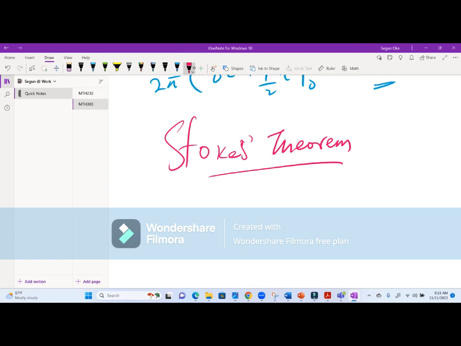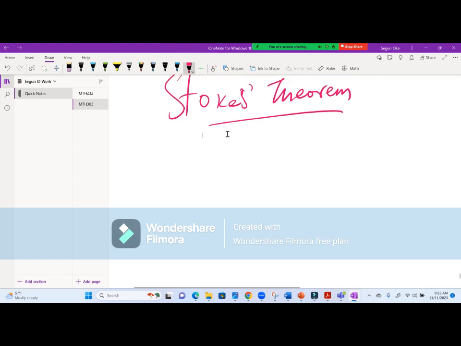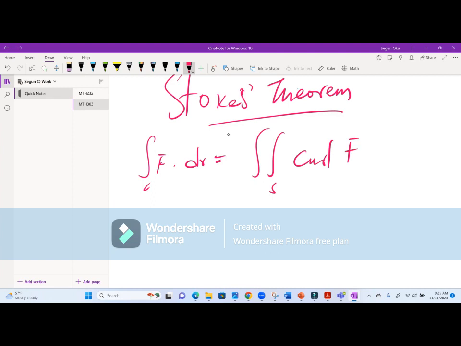For the Stokes theorem, in this case, we'll be talking about curl. So the formula is, if you want to read more, you can lay your hands on your books. But let's look at the formula. The line integral of F dot dR is the same thing as the double integral over the surface of curl F dot dS. So what do we have in this case?